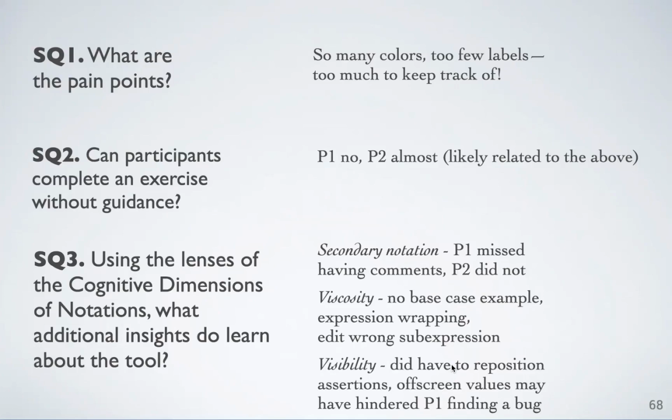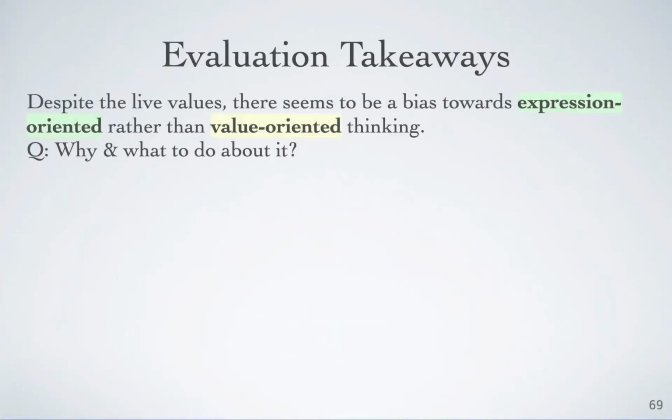If there was too much, it was taking up too much screen space. There was at least one bug where the live value that would have shown us where the bug was was actually off screen because it was taking up too much space.